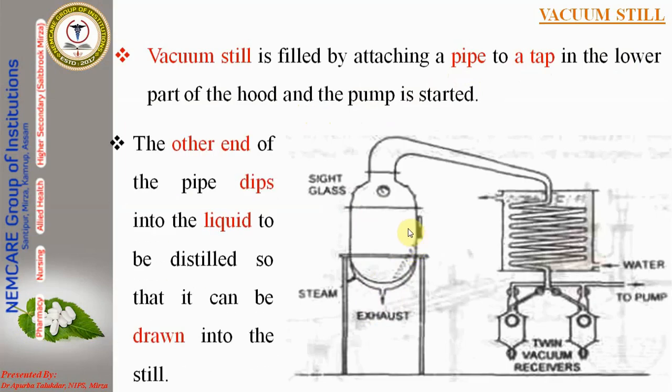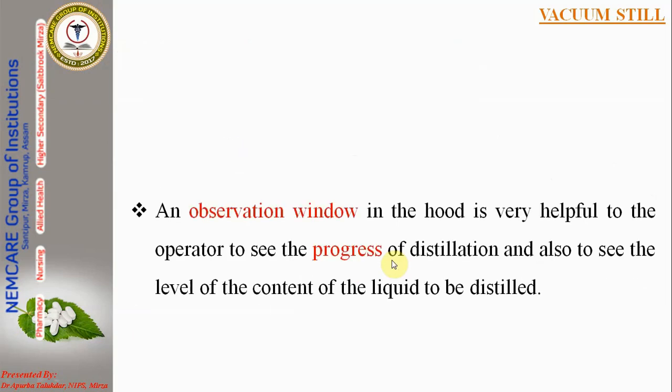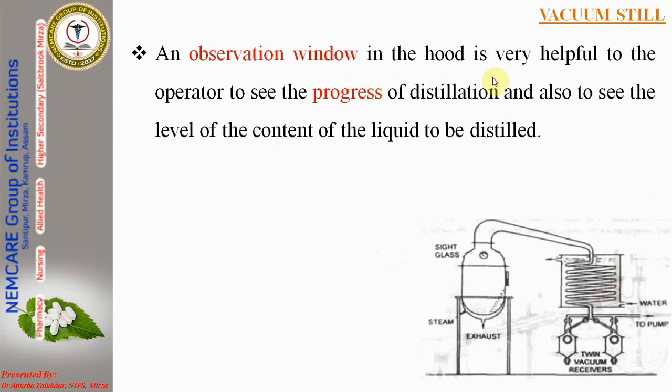The other end of the pipe dips in the liquid to be distilled so that it can be drawn into the still. So one end of the pipe is connected to the pump, and the other end is dipped in the liquid, so that it can be drawn into the still. Because of this, there will be creation of vacuum inside this vacuum still. An observation window in the hood is very helpful to the operator to see the progress of the distillation and also to see the level of the contents in the liquid to be distilled.